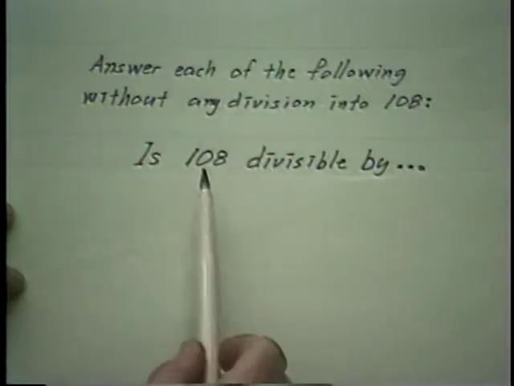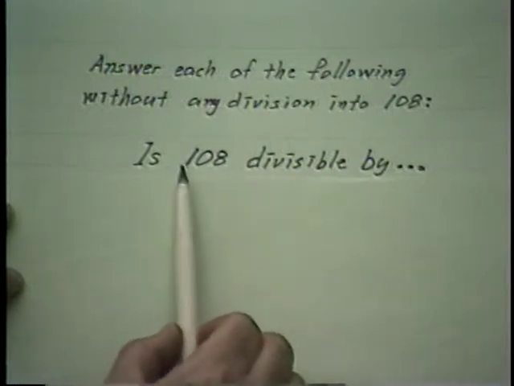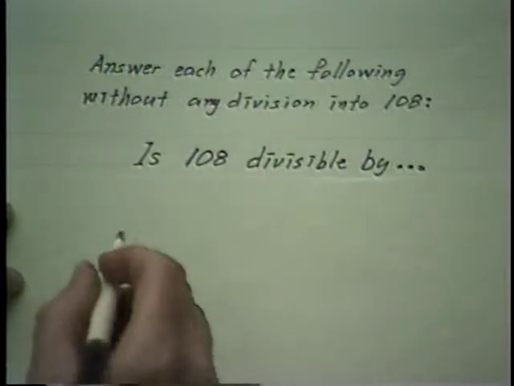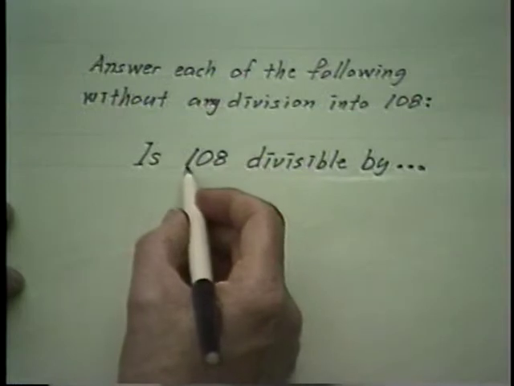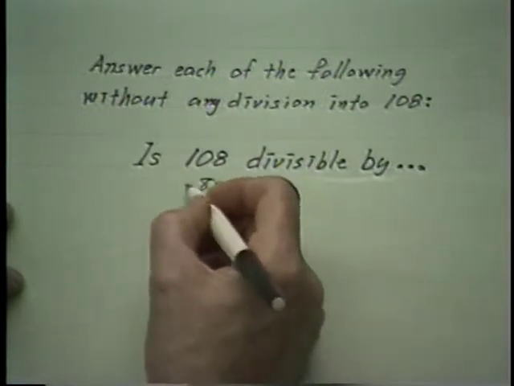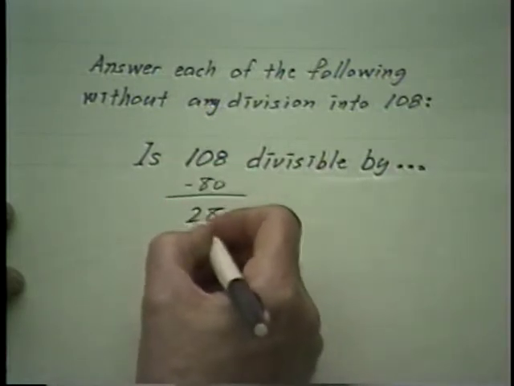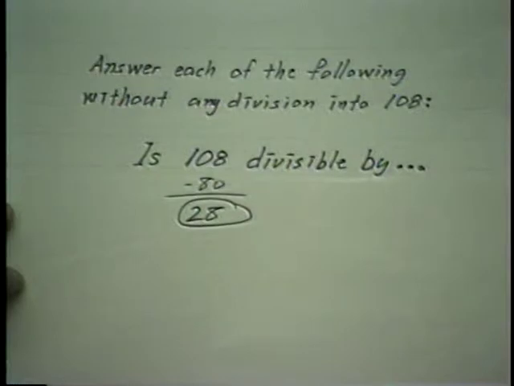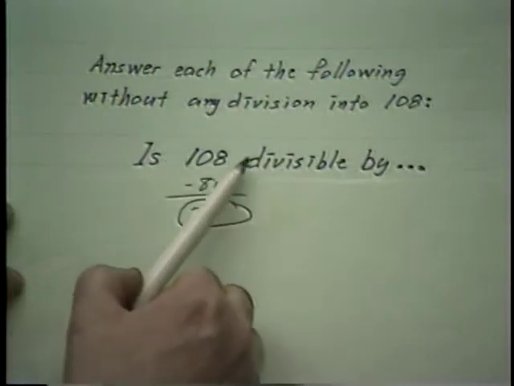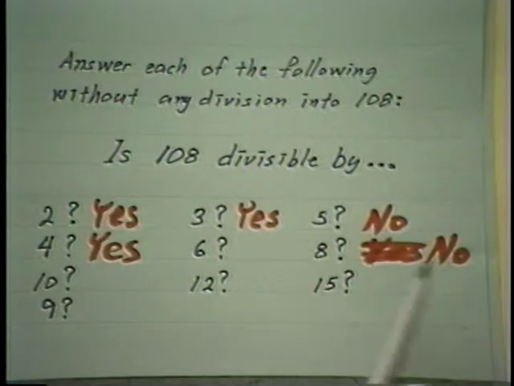So in asking about our original number, 108, we have to ask about the whole thing because that is the last 3 digits. It's probably just as fast to go ahead and try to mentally divide it by 8, but we could subtract this multiple 80 from it very quickly. 8 from 10 is 2. 28 is not divisible by 8. Therefore, 108 is not divisible by 8.